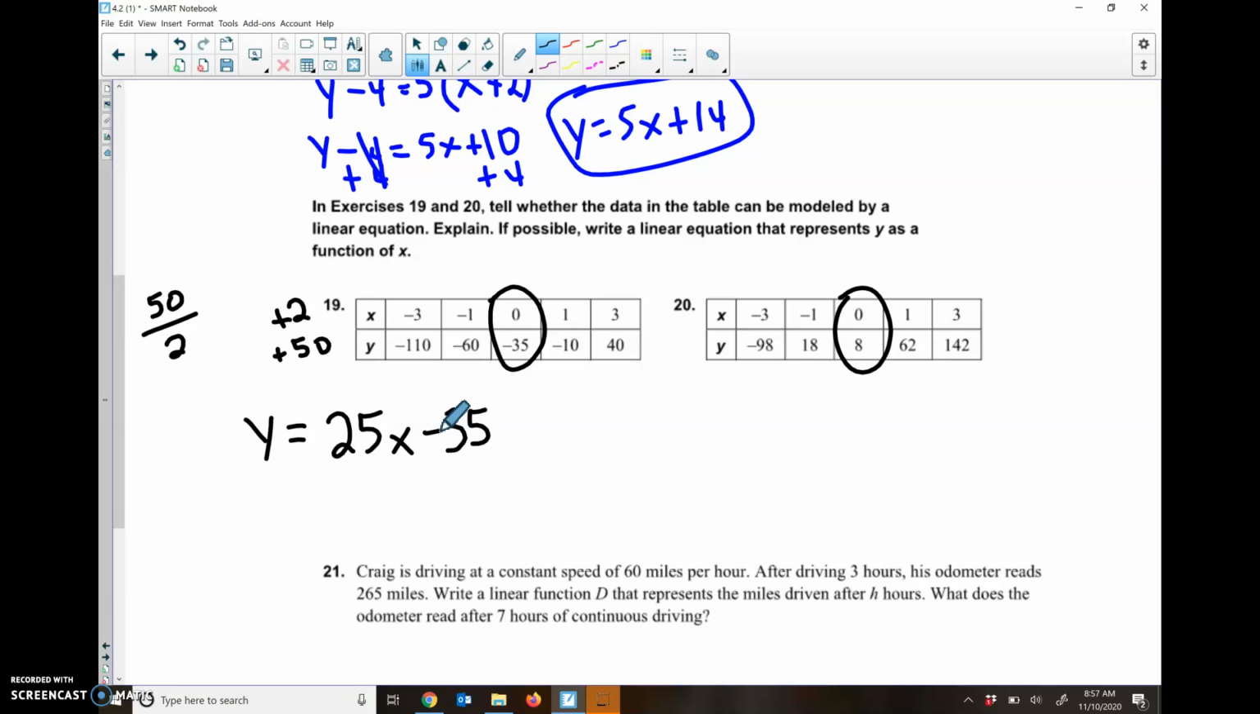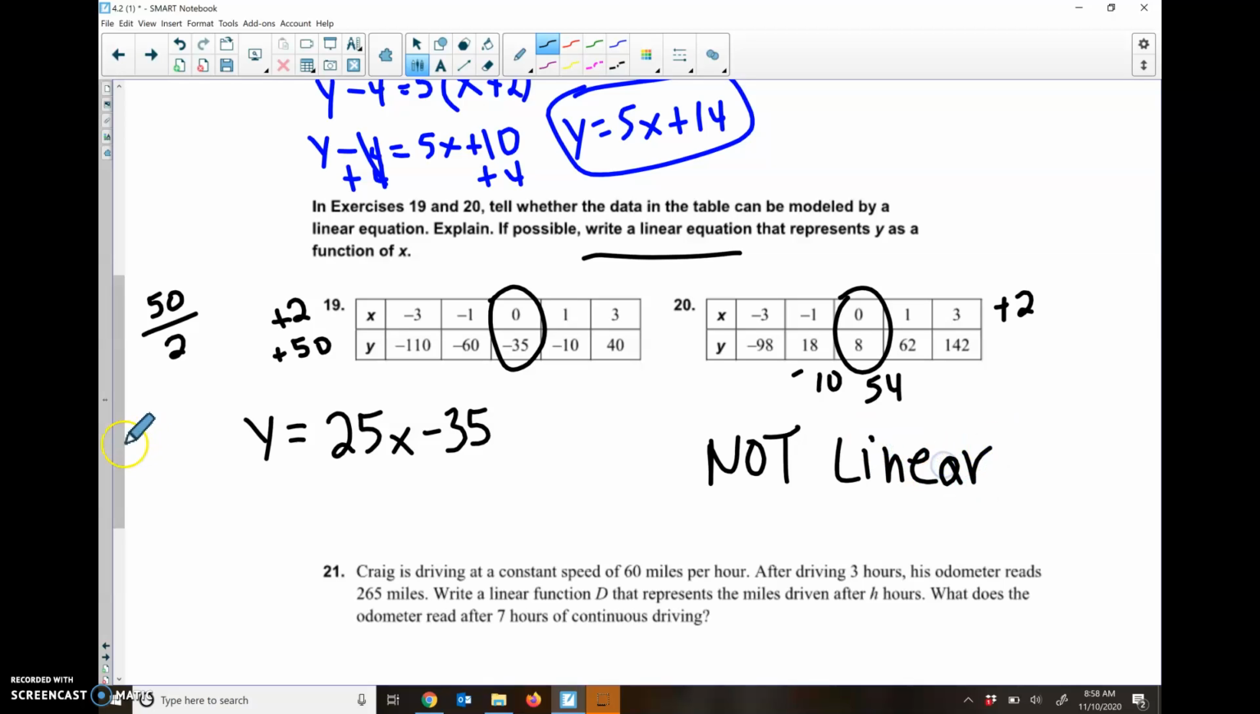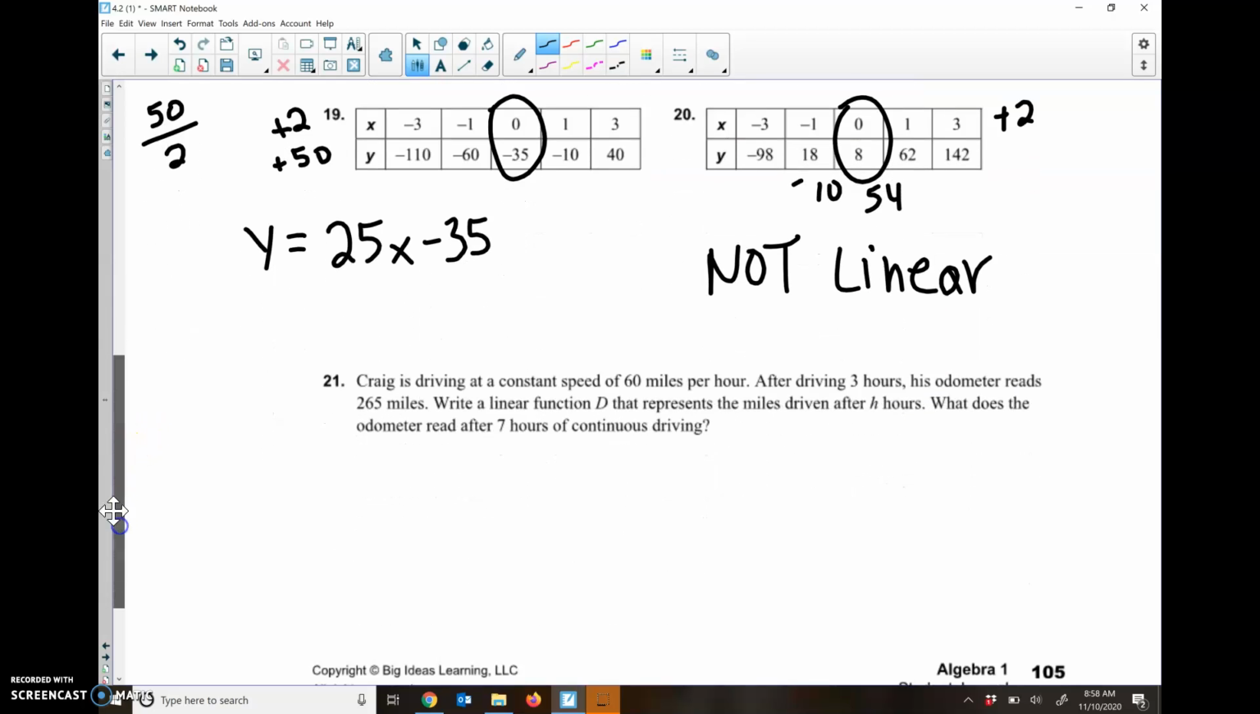My y-intercept is -35. If I look at this one, however, my x's are still going up 2, but then my y's are changing here. So like from 8 to 62, well, that's going up 54. But from 18 to 8, that's going down 10. So this isn't going to have a consistent pattern. So this is not going to be a linear equation. So I can't write a linear equation if it's not linear. So we're just going to call that one nonlinear for that one.